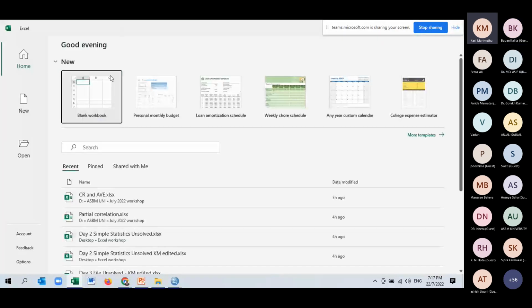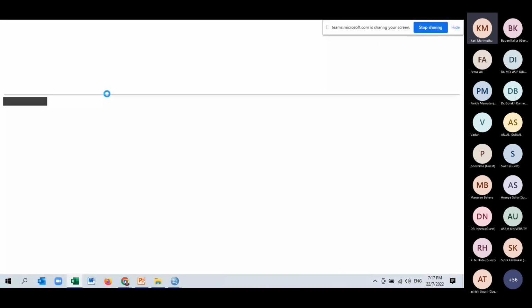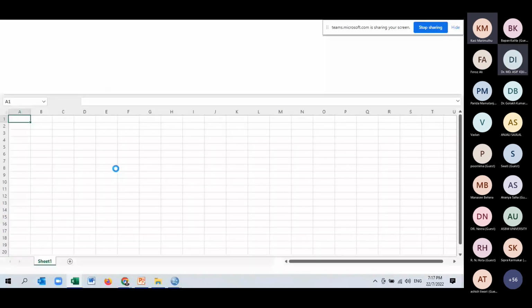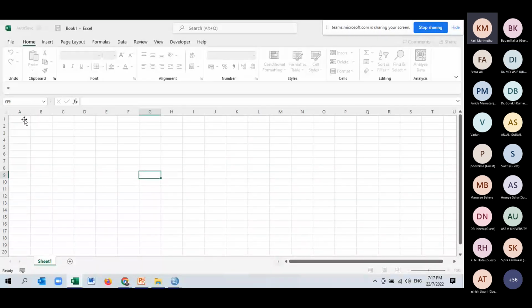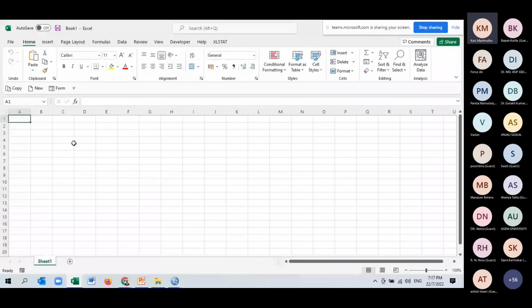Learning the correlation coefficient using SPSS is very, very easy. But using Excel also, you can run it very well. Once you have opened an Excel file, you can format your output here. Once you open an Excel file, just paste it here.